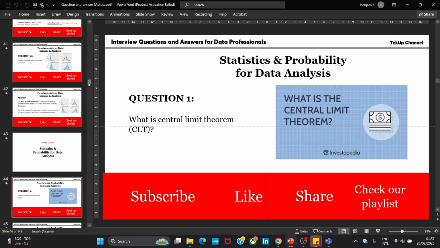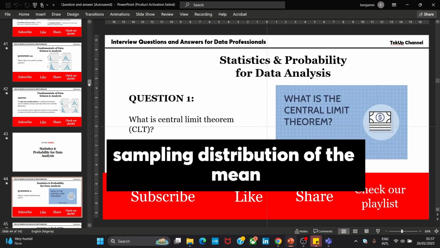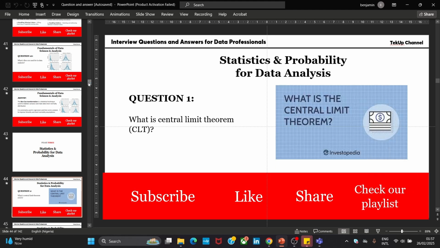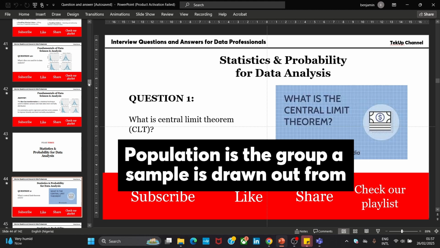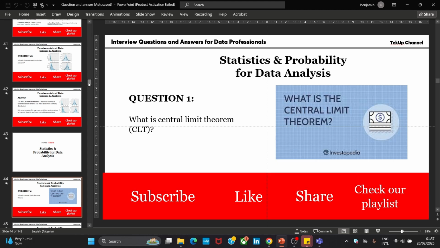Before we go ahead to explaining what central limit theorem is, I want us to take a look at population and sample, because the central limit theorem has to do with the sampling distribution of the mean. When we are talking about population, what is population? One thing you need to understand is that population is the group from which a sample is drawn. So, population simply means the total number of members in a specific group or region.